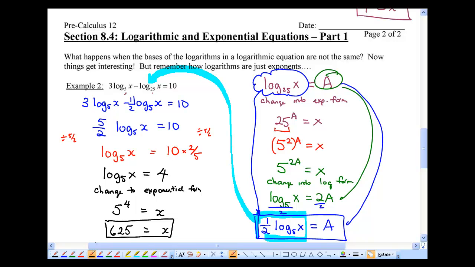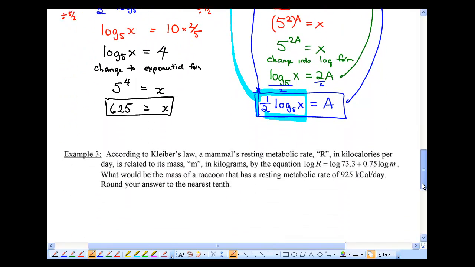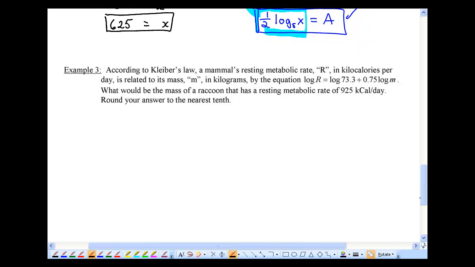Okay, let's take a look at one more. I've got this question here, example number 3. It says, according to Kleiber's law, a mammal's resting metabolic rate, which I call R, in kilocalories per day, is related to its mass, m, in kilograms, by this lovely equation. Log of R equals log 73.3 plus 0.75 log of m. So the question is, what would be the mass of the raccoon that has a resting metabolic rate of 925 kilocalories per day? So I guess what they're saying is find m when R equals 925.